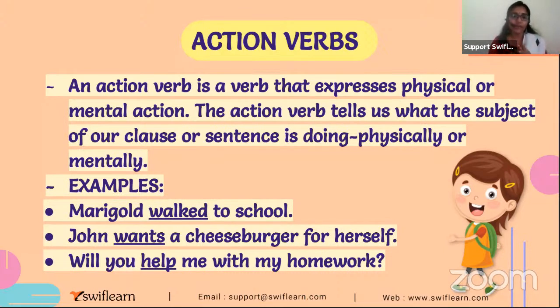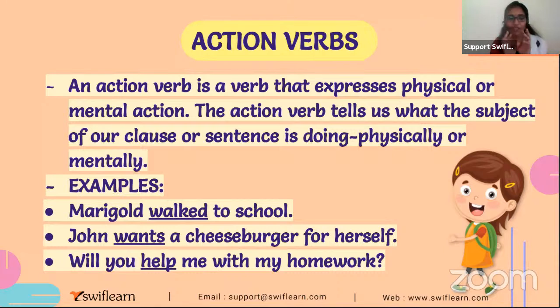I can give another example: I am teaching, you are listening. We are doing something physically or mentally. So in I am teaching, teach is the action verb there. In you are listening, listen is the action verb. The verbs which express some action, either physically or mentally, are called action verbs. I hope the second type of verb, the action verb, is very clear to you in the definition. Now let's go on to the examples.